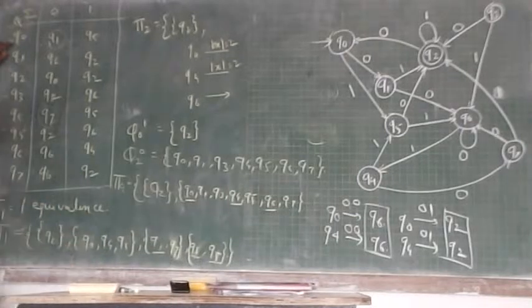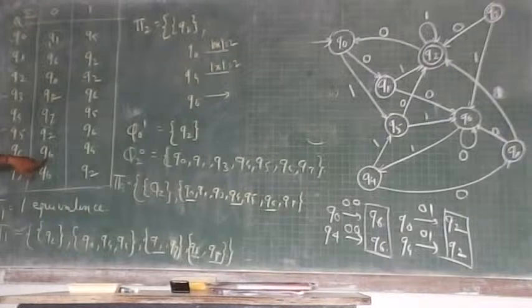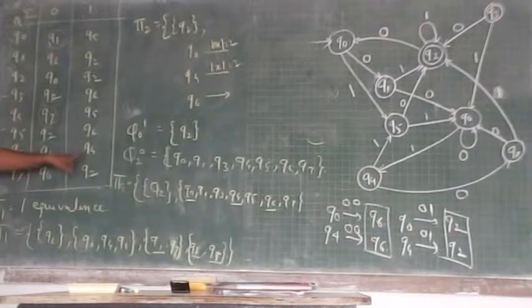it is Q6, it is going to where? Q6 and Q4. For 0 it is going to Q6 and it is going to Q4.